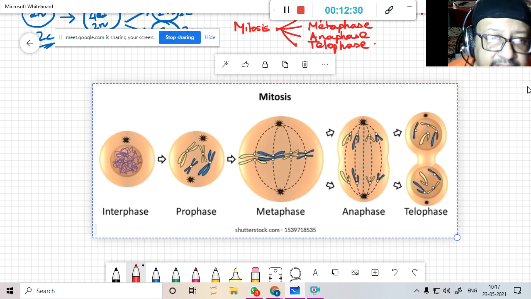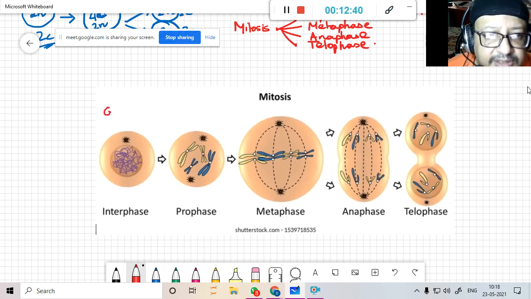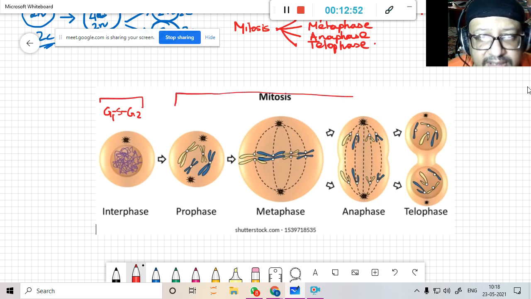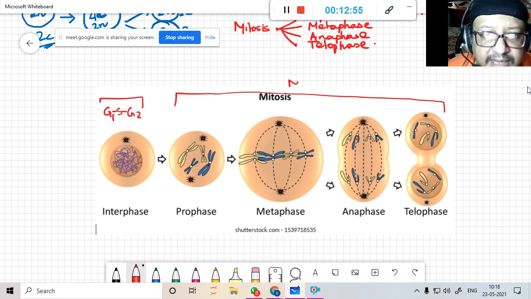So during the interphase, you can see that all the chromatid materials are in a thin phase. This is the G1. G1, S, G2 take place in this region, and this is the actual M phase which is taking place in this region. So essentially the chromatids are condensed in this region.